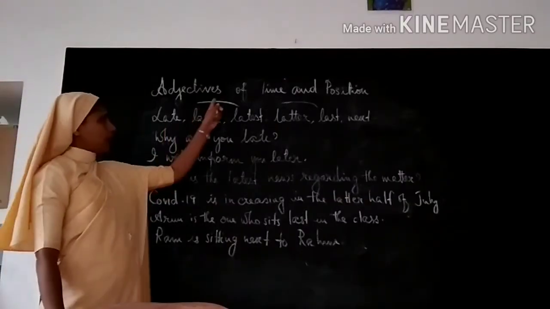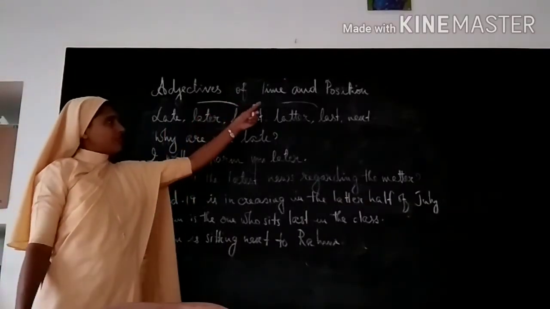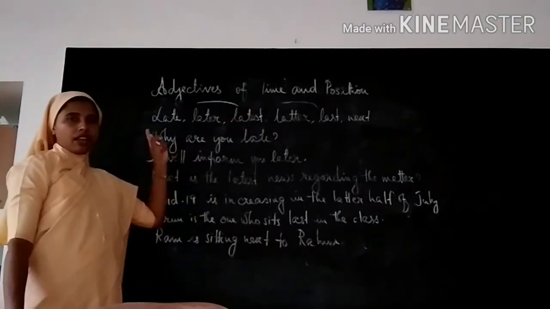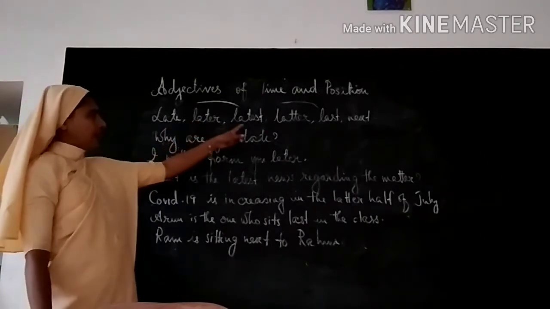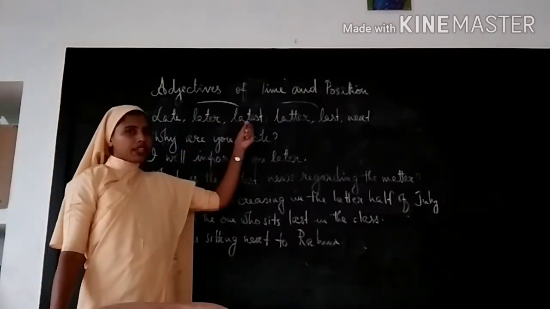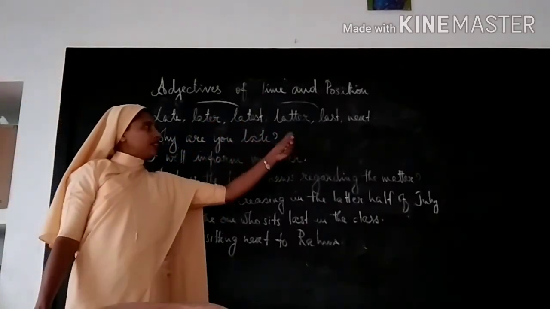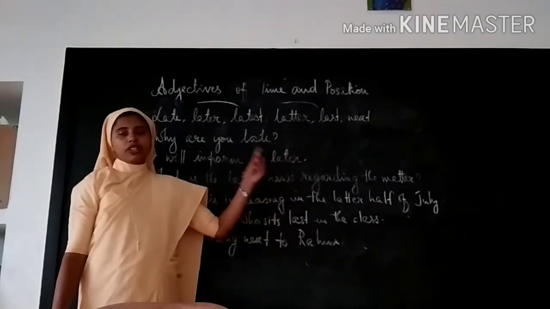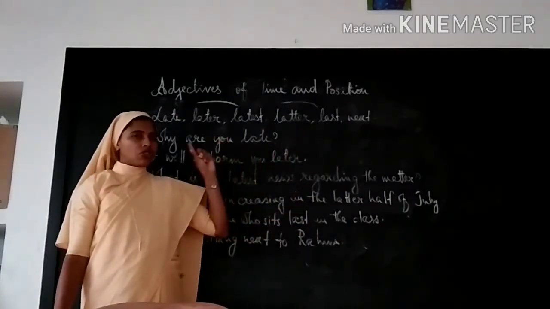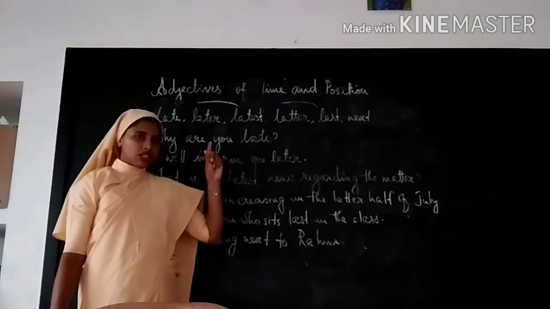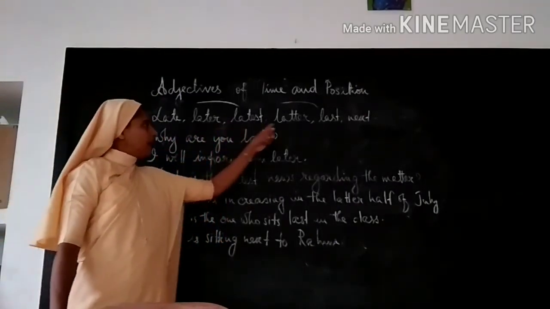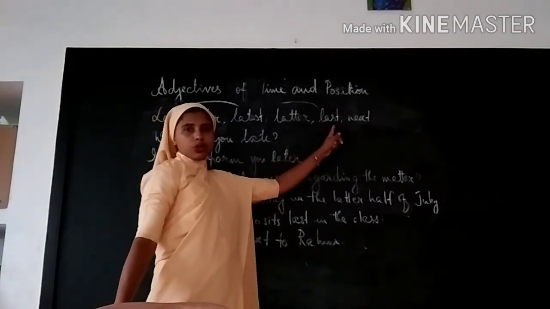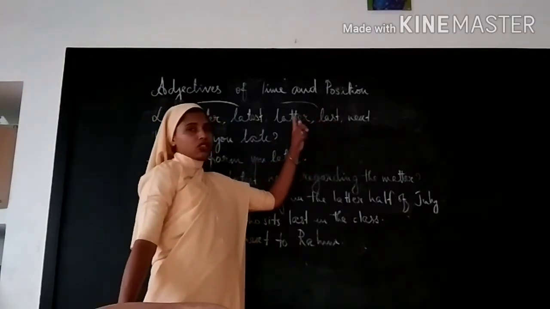The last type of adjectives are adjectives of time and position. The adjectives of time are late, later, latest, which will be used to indicate time. Latter, last, and next will be used to mention position. So these three will be indicating time, and these three will be used to point out position.